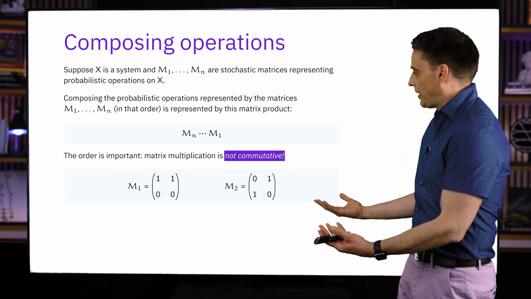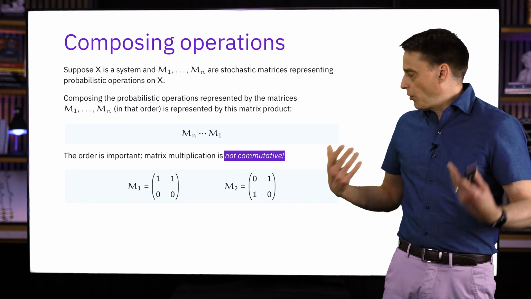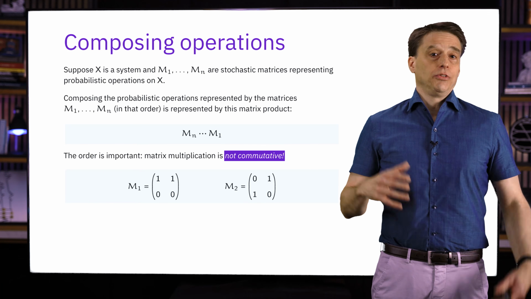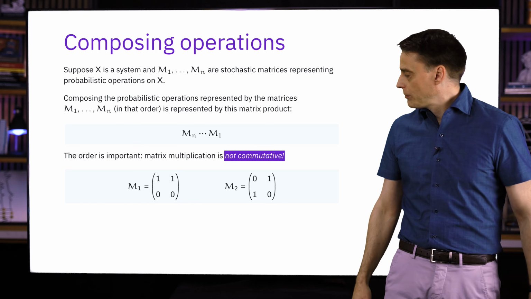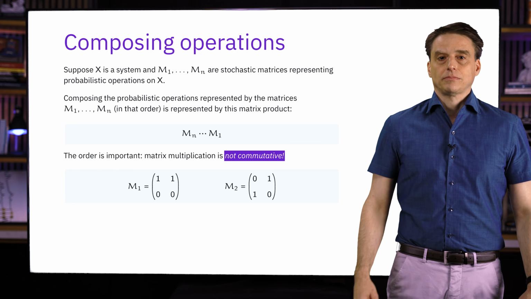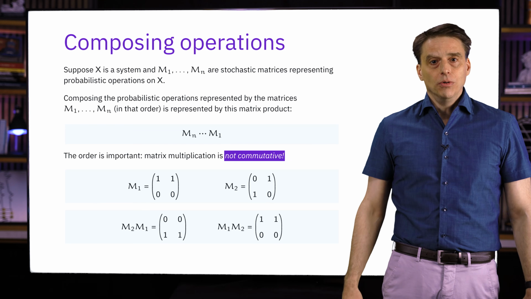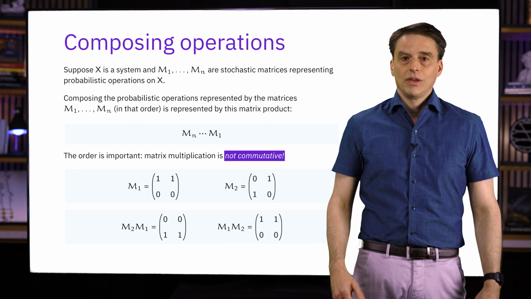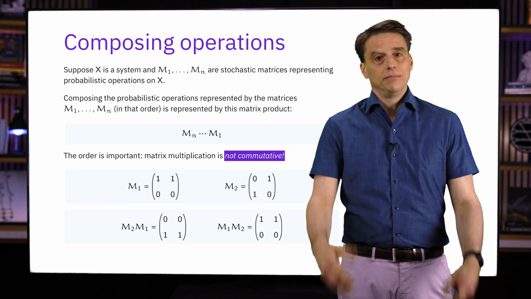Here's a simple example of two stochastic matrices, both of which represent deterministic operations where the ordering matters. M1 represents the constant 0 function, assuming we're imagining that these two operations are on bits, just like in the example from earlier. M2 represents the not operation, or a bit flip. If you perform M1 first, and then you perform M2, the result is this matrix right here, which represents the constant 1 function. If you set a bit to 0 and then you flip it, it's the same thing as just setting that bit to 1.